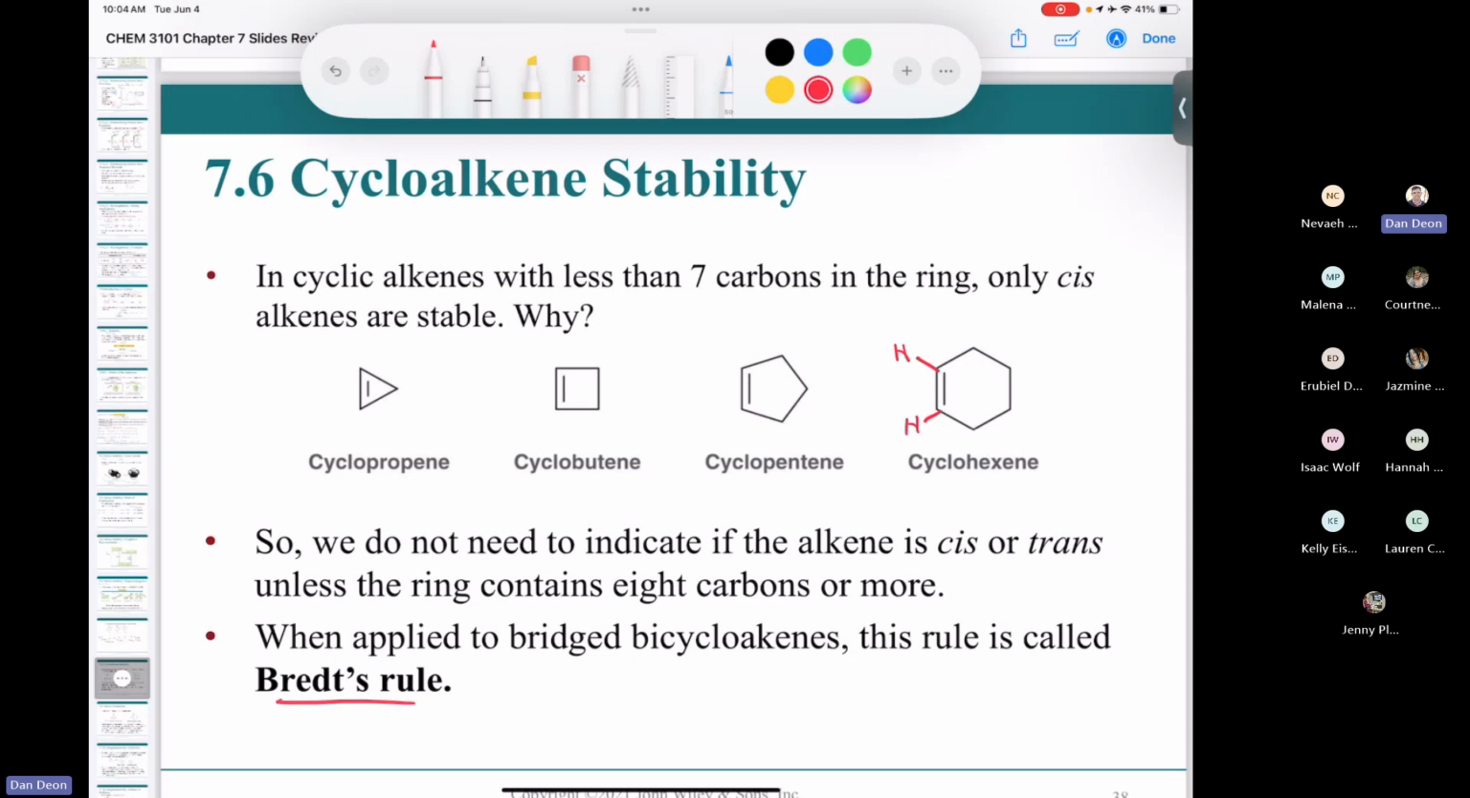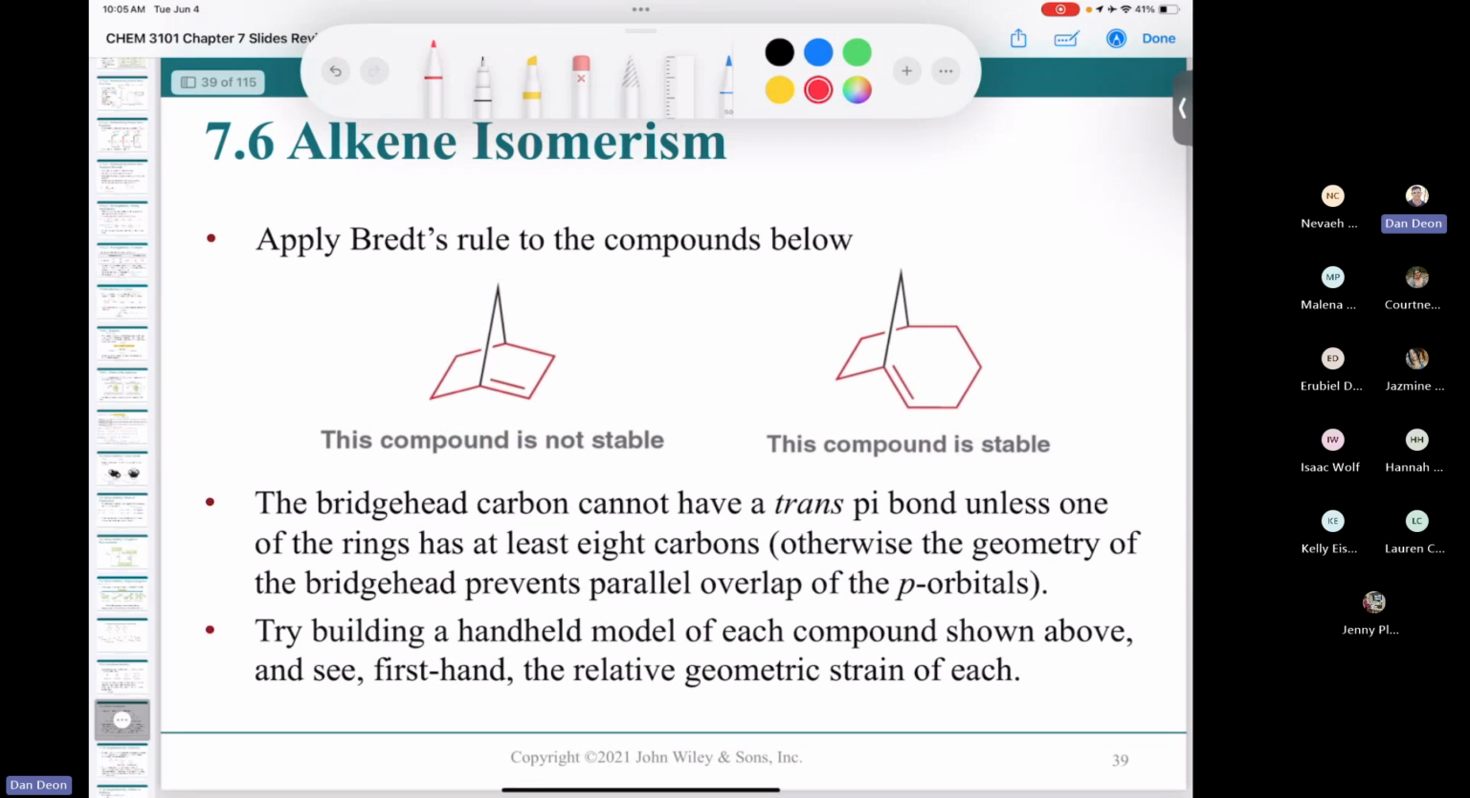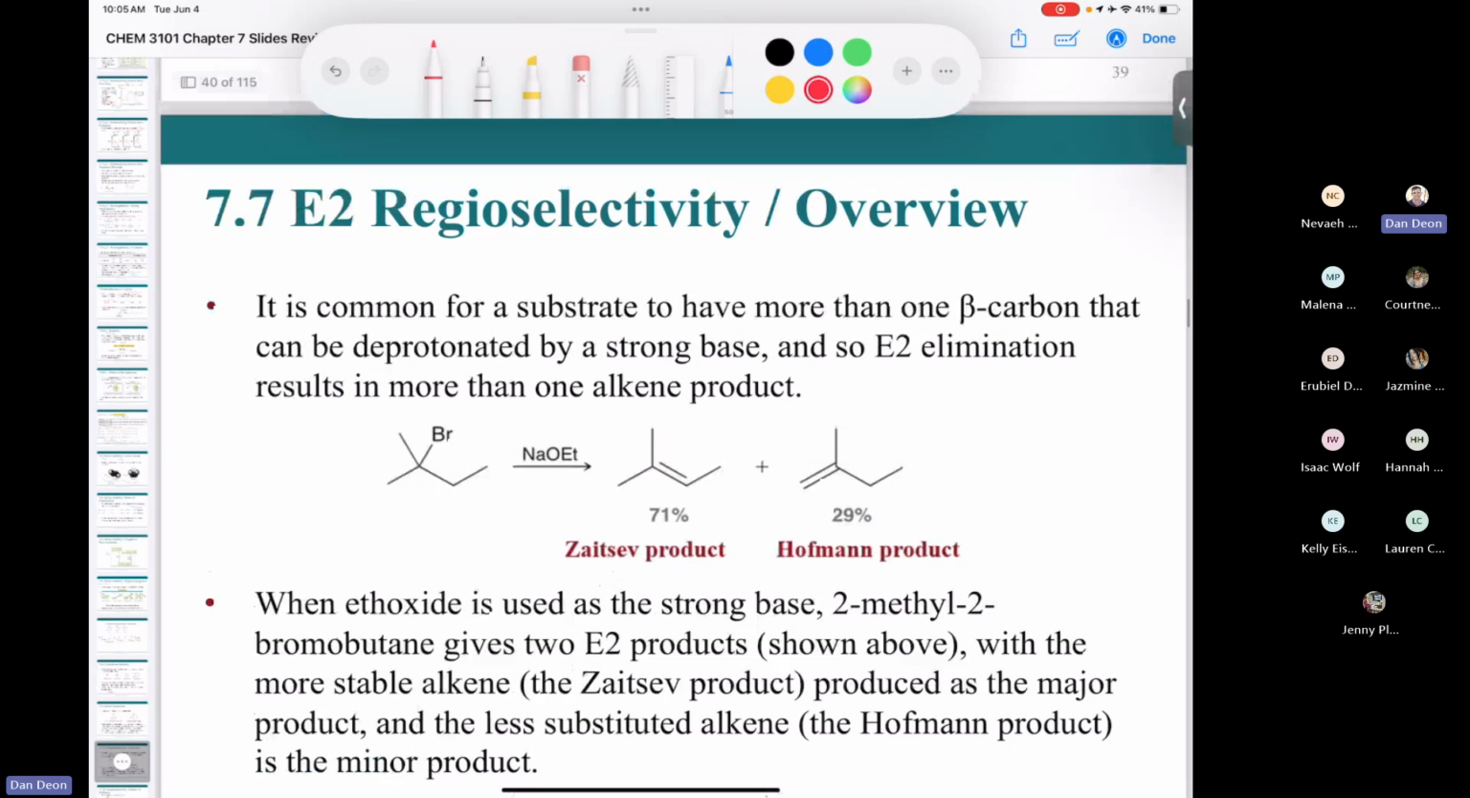I'm going to skip Bredt's rule because it's not that important to us in this class. So I'm just going to skip Bredt's rule. You can read it if you want. It talks about double bonds near bridgehead carbons, but we're not really going to worry about them in this class. And so what we're going to do now is we're going to take a break before we get into covering the idea of Zaitsev and Hofmann products from elimination reactions.